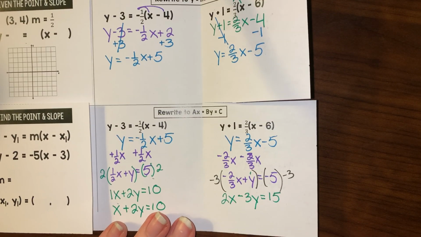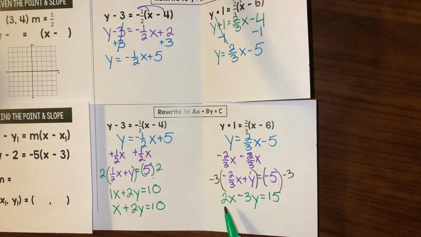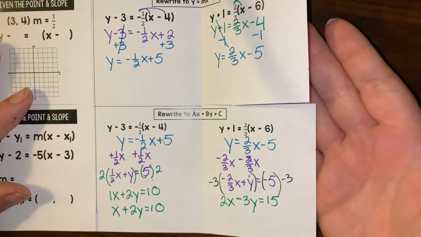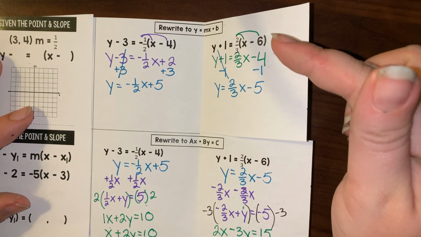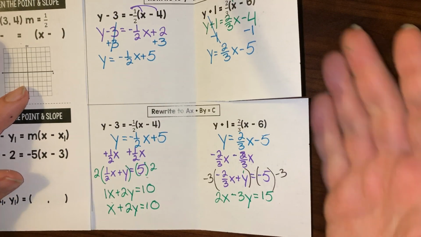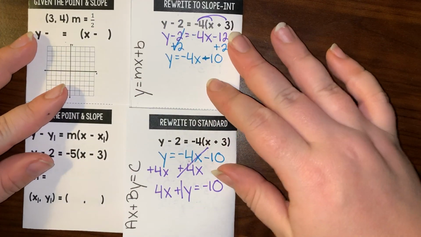Now we have it in standard form. It meets all of our requirements. A is a positive integer. B and C are also integers, so we meet all the requirements of standard form. So my recommendation to you is, if you can, go from point slope to slope intercept, and then use that slope intercept to go to standard form. And that is all about point slope form.